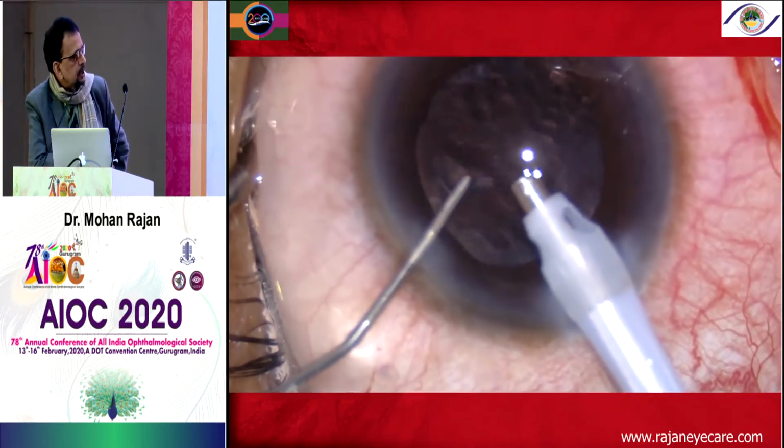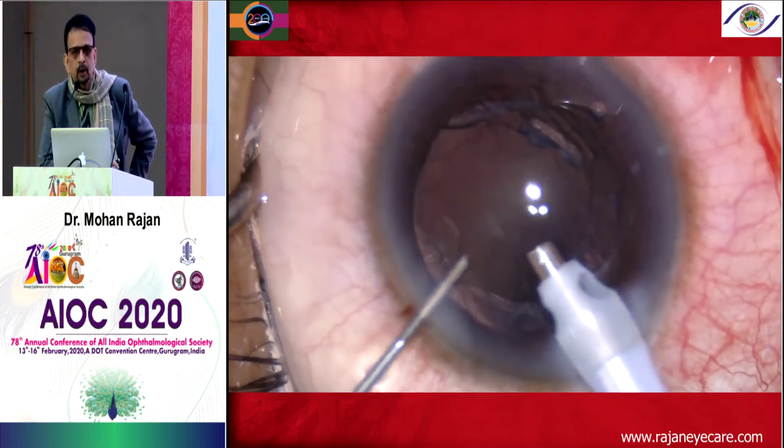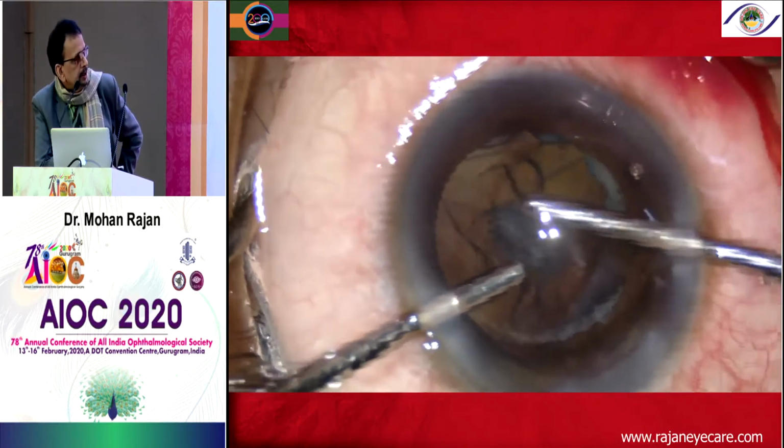Can you see the PCR there? Always inject viscoelastic. Don't pull out of the eye. If you pull out of the eye, the PCR will extend. Inject viscoelastic. You can see a linear tear there on the PC.